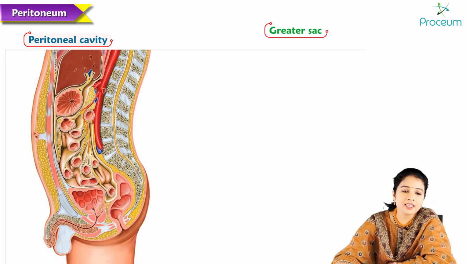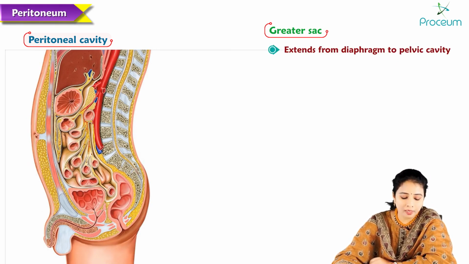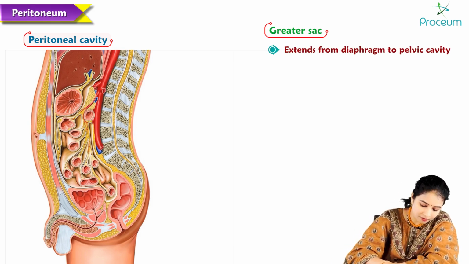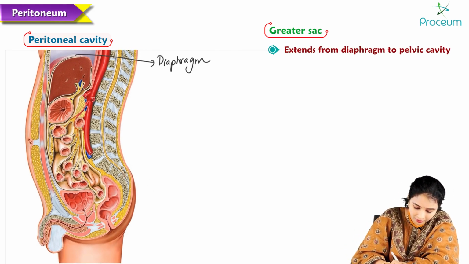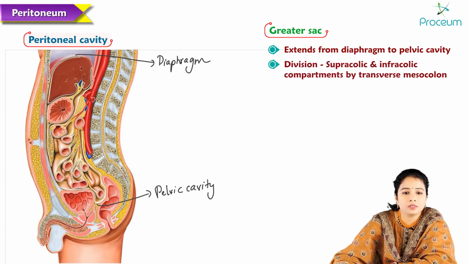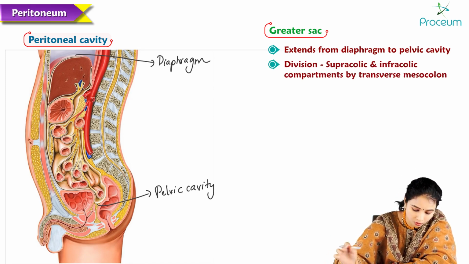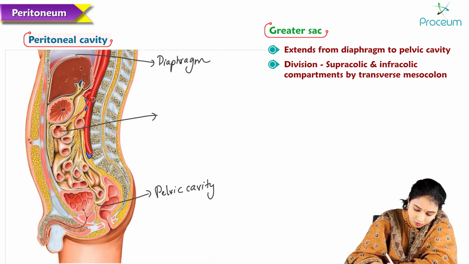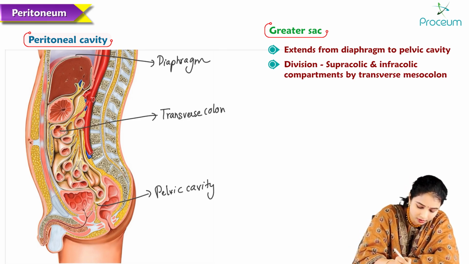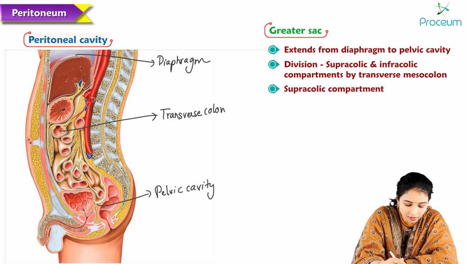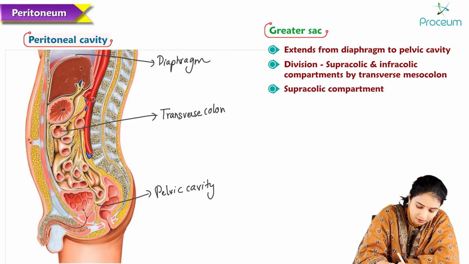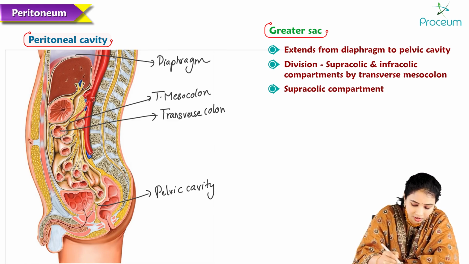Greater sac extends from the diaphragm to the pelvic cavity. So we can see from the diaphragm above till the pelvic cavity. It is divided into supracolic and infracolic compartments by the transverse mesocolon. So here is the transverse colon. Above the transverse colon is considered the supracolic compartment, and below the transverse mesocolon is the infracolic compartment. This is the transverse mesocolon, which is the root of mesentery, which covers the transverse colon.